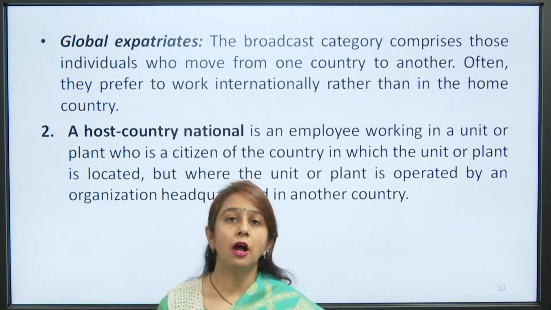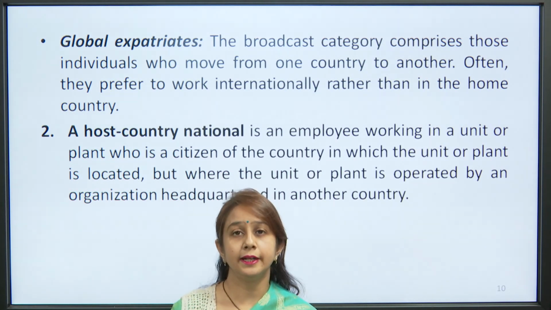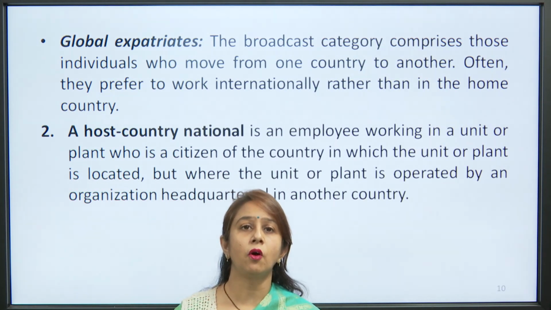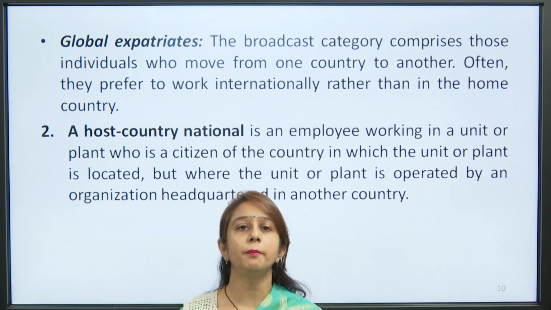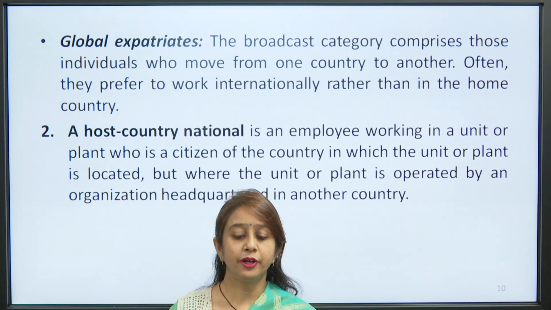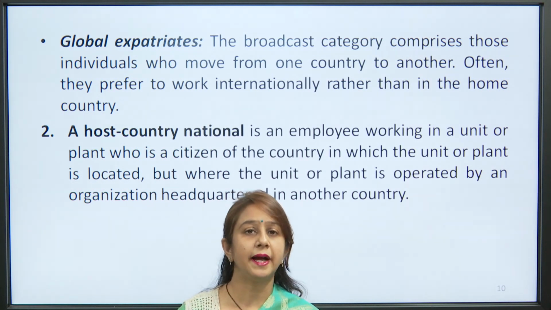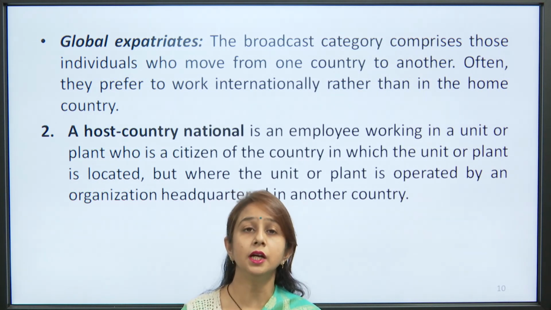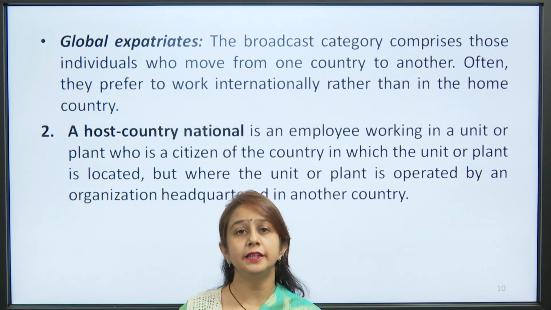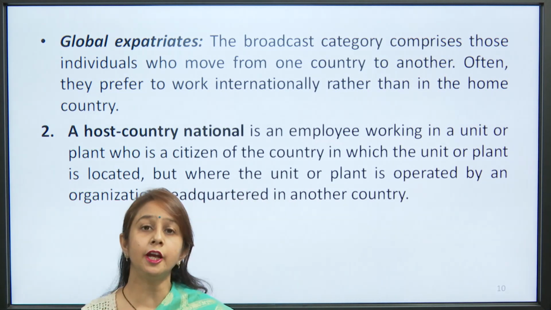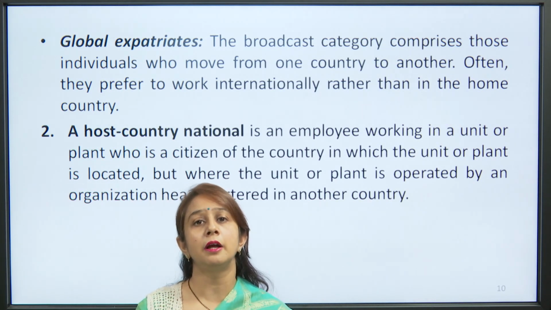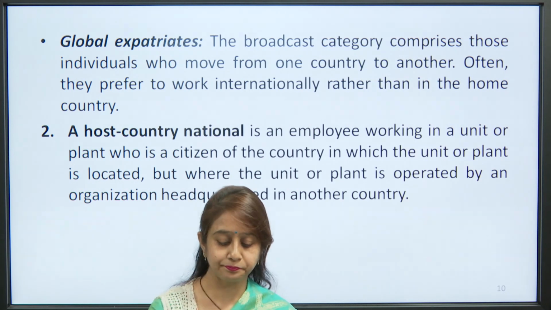A host country national is an employee working in a unit or a plant who is a citizen of the country in which the unit or plant is located, but where the unit or plant is operated by an organization's headquarters in another country. That means these are the people taken from the same country where the subsidiary or the manufacturing unit of the home country company is situated.